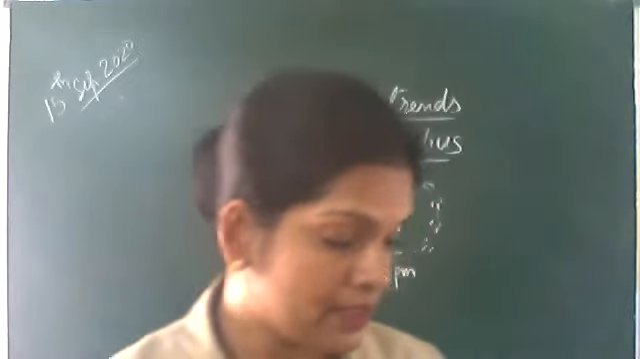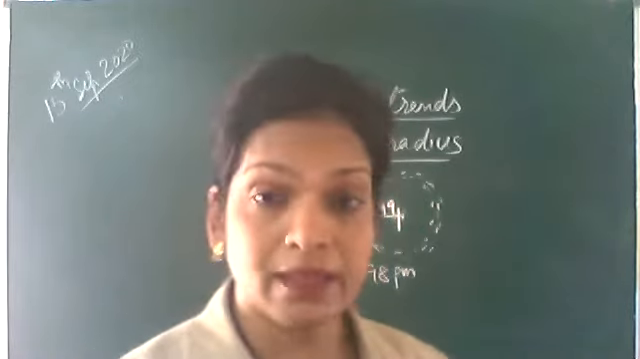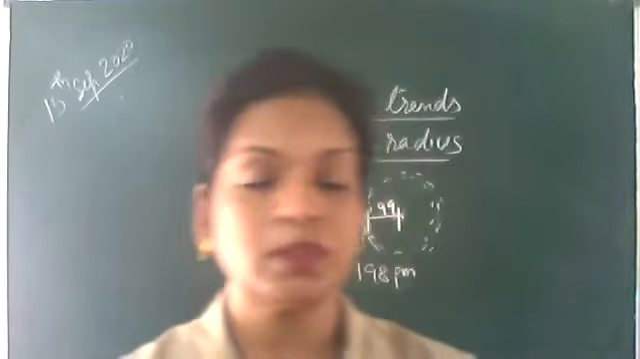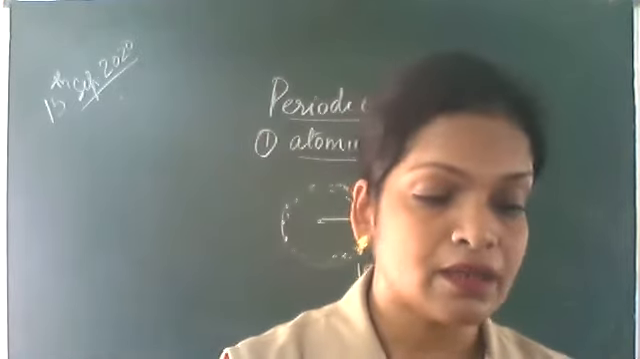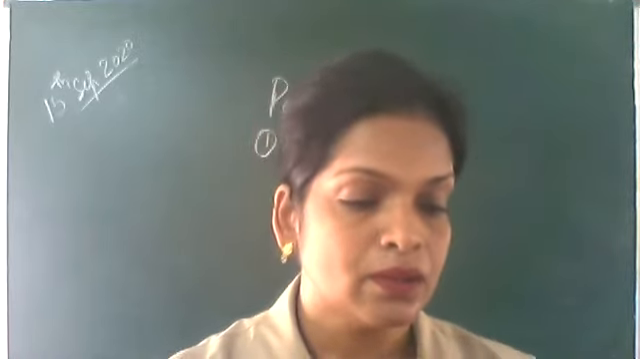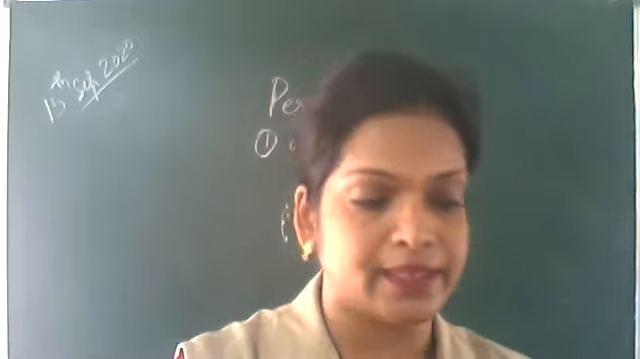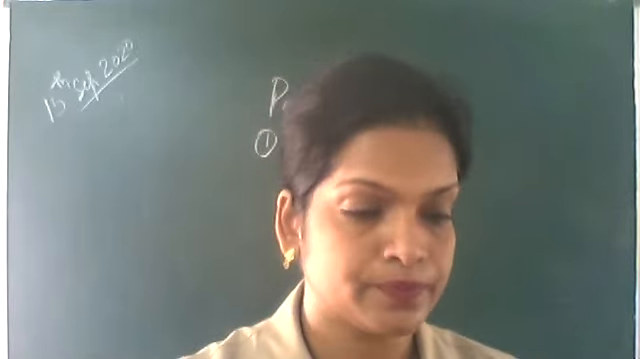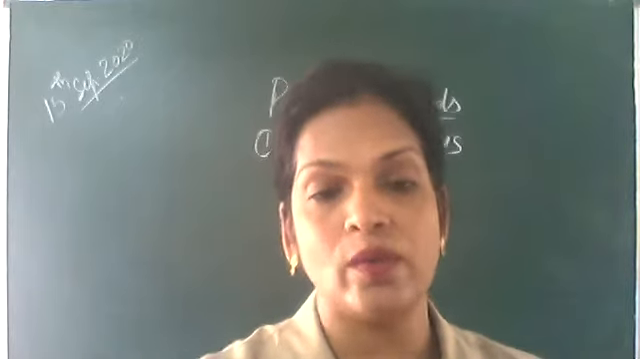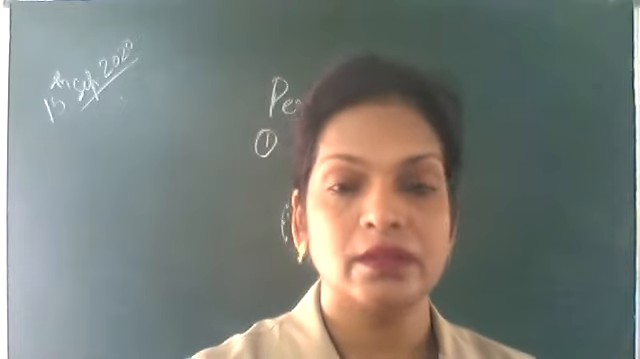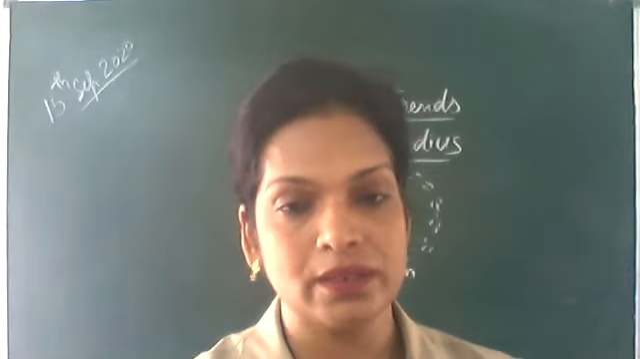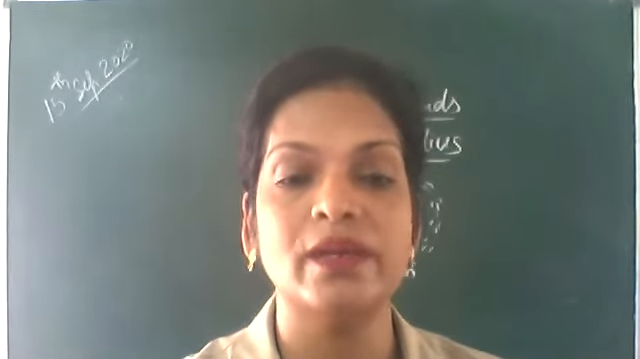So you write down, it is half the distance between two atoms where they are bonded together by a single bond in a covalent molecule. So we call this atomic radius as covalent radius.